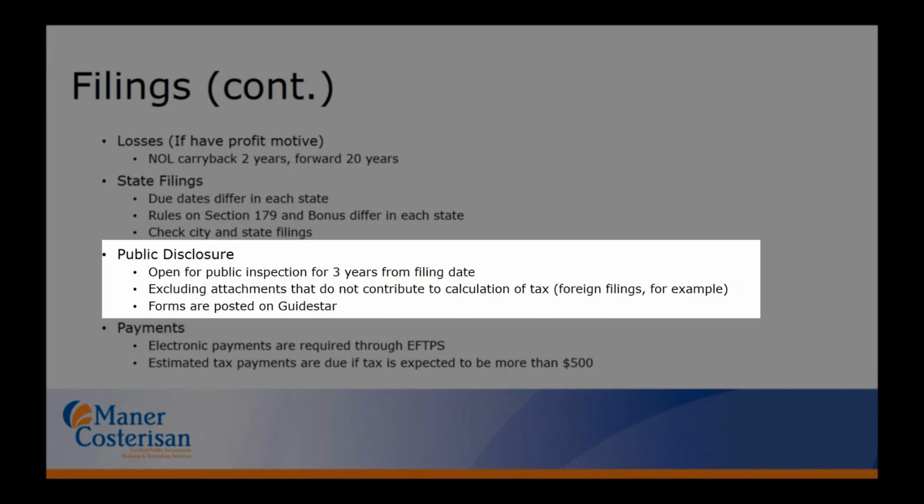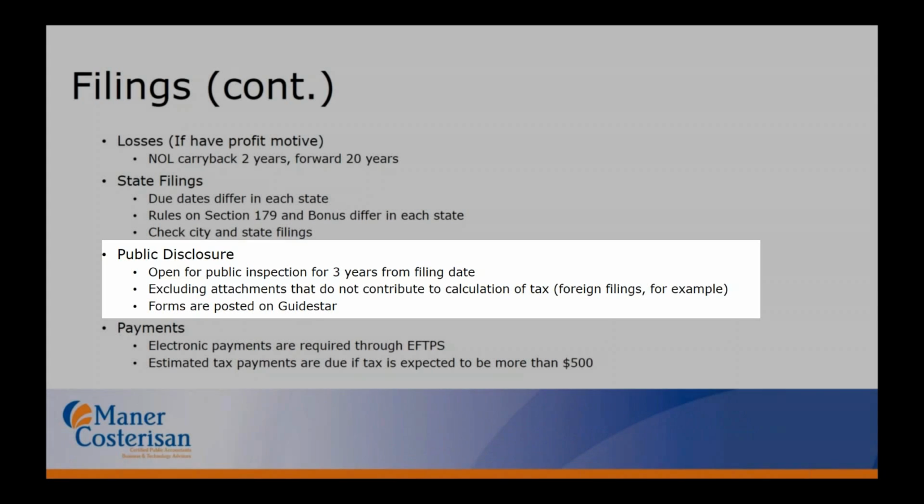The 990T is open to public disclosure. It's open for public inspection for 3 years from the filing date. Some of the attachments to the 990T may not be required to be for public inspection, like foreign filings. And those forms are posted on GuideStar. GuideStar just started posting the 990T in the last year, although the public disclosure rule has been around since 2006.